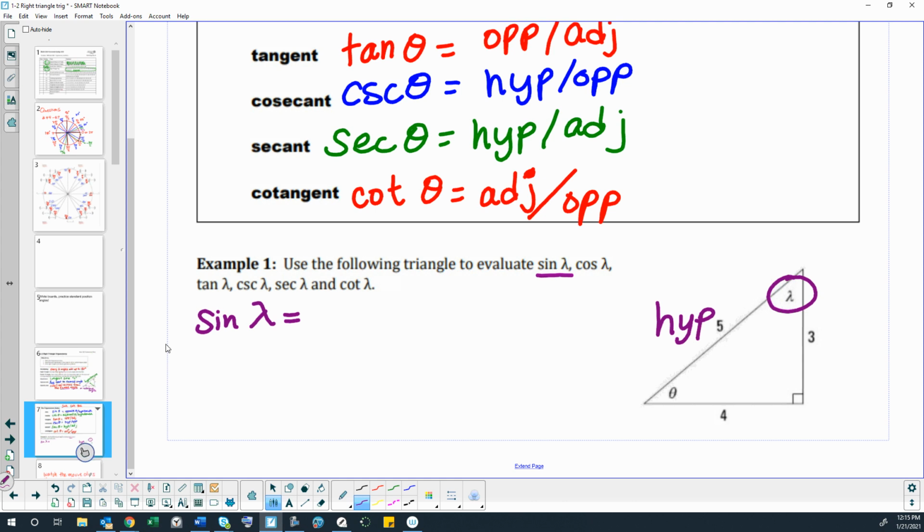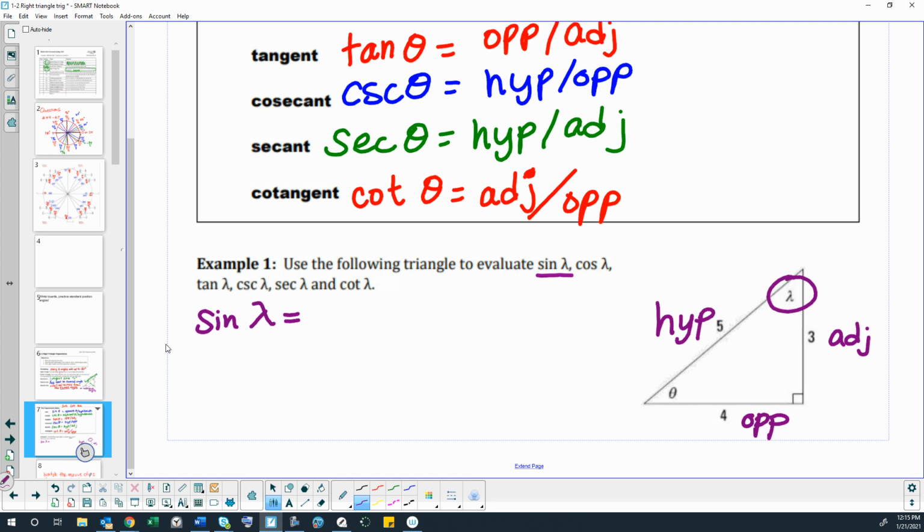So now we're going to figure out what the other two sides are. The side that's next to lambda is our adjacent side, and the side that's across from lambda is our opposite side. If the reference angle they had given us was theta instead, then the adjacent and opposite values would switch names. We're not going to worry about that in this problem because we're just doing lambda.